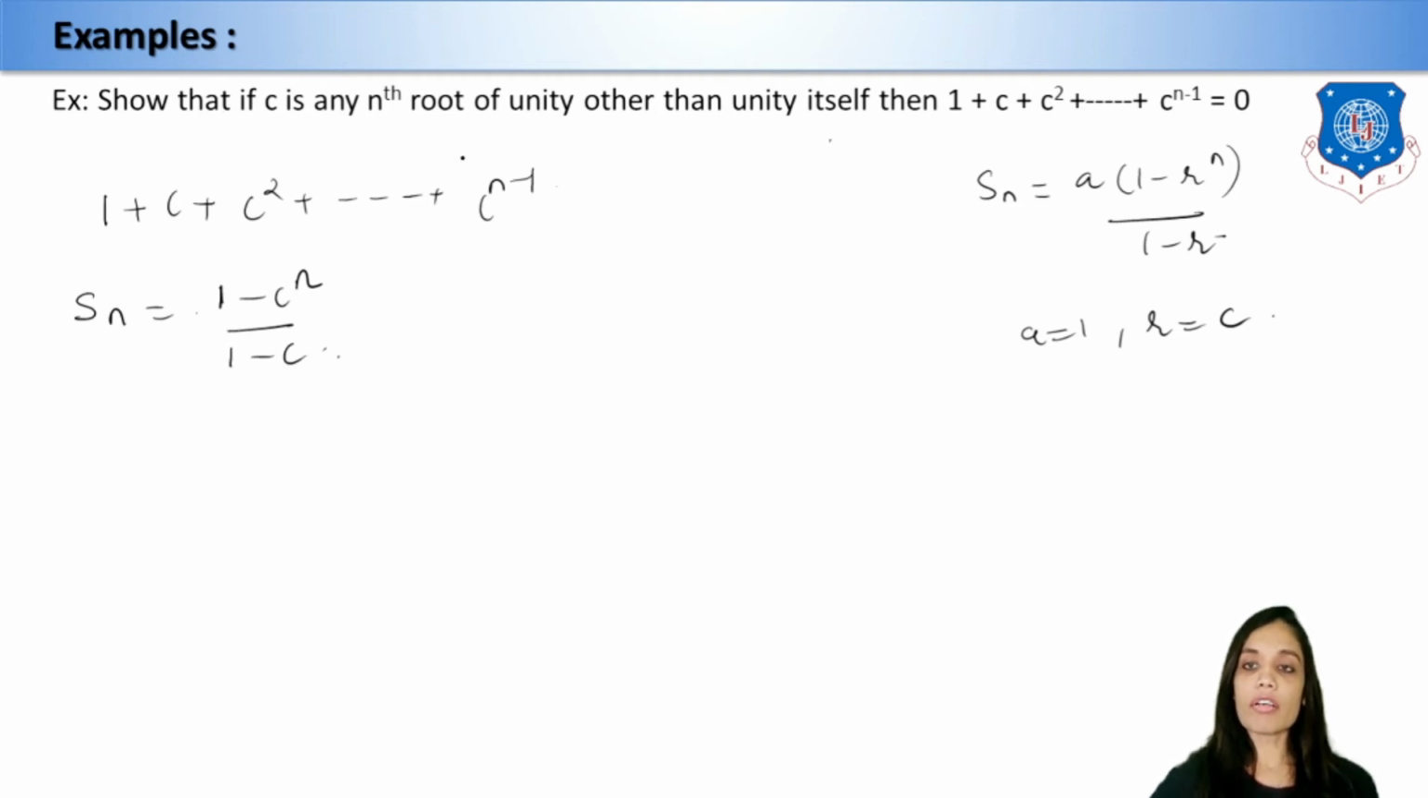Now we are given in the question that the nth root of unity is denoted by c. 1 raised to 1 upon n is equal to c. Therefore, c raised to n is what? 1. So from this we can say that our answer of Sn is 0. Hence we have proved that 1 plus c square plus up to c raised to n minus 1 is 0.